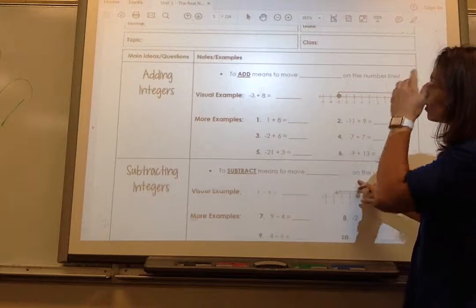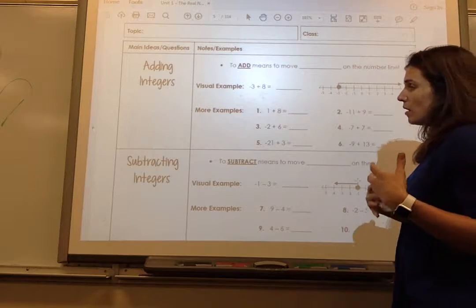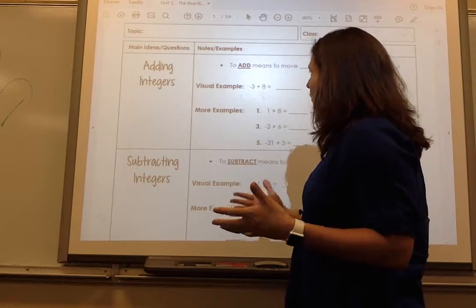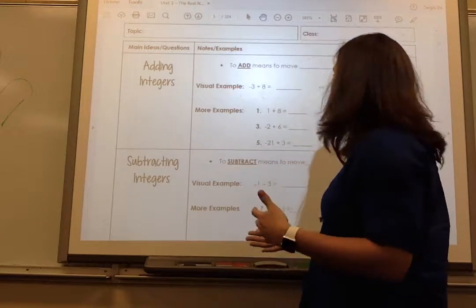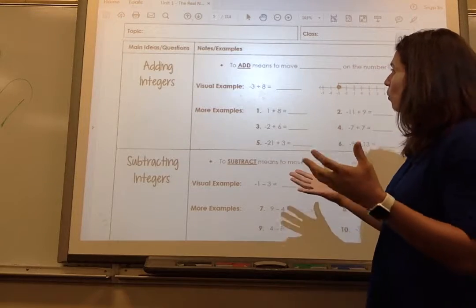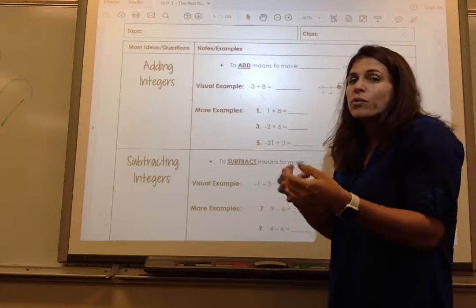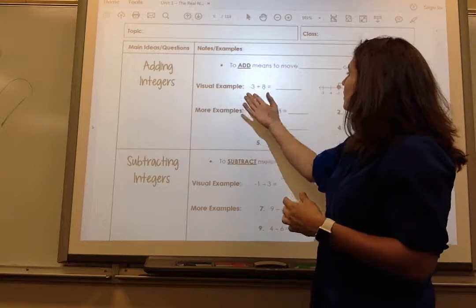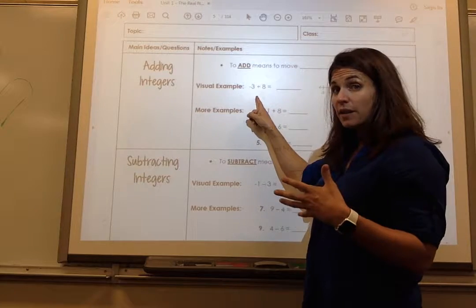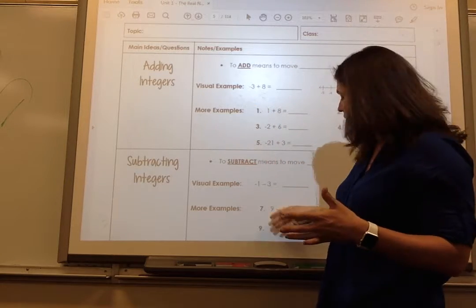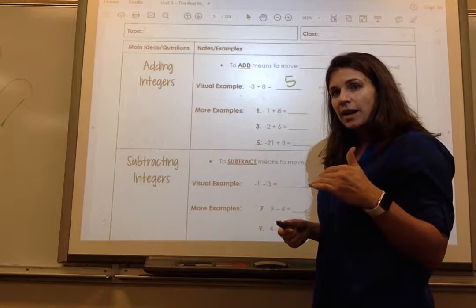Distance can never be negative. So when we're adding integers, adding and subtracting integers is just what you've been doing all along. So you look at whatever you have more of. Do you have more positive integers or more negative integers? So for instance, you have -3 and a +8. I have more positive integers. How many more positives do you have? You have 5.